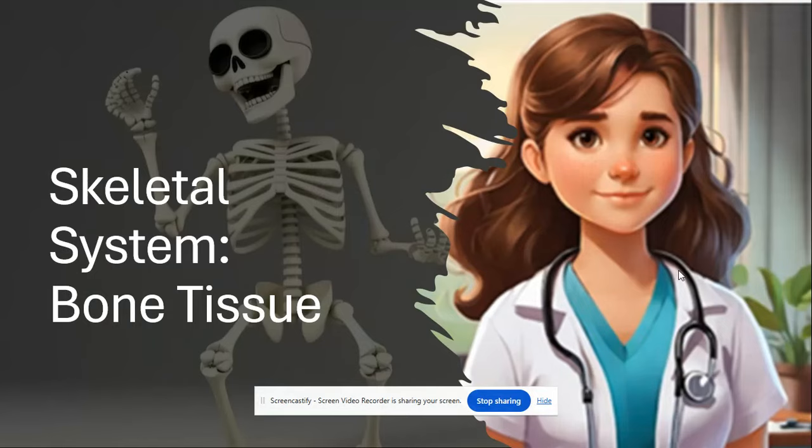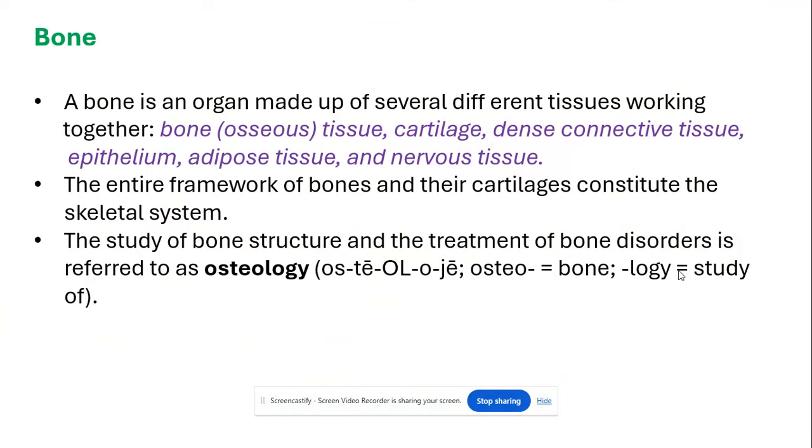Hi everybody, today we'll be discussing the skeletal system, especially the bone tissue. Alright, so a bone is an organ made up of several different tissues working together, right? Bone is osseous tissue, cartilage, dense connective tissue, epithelium, adipose tissue, and nervous tissue.